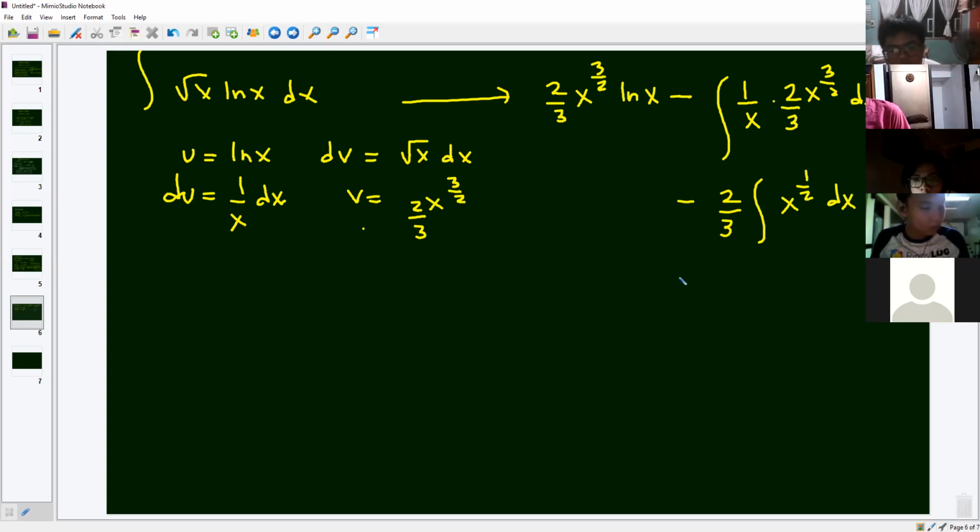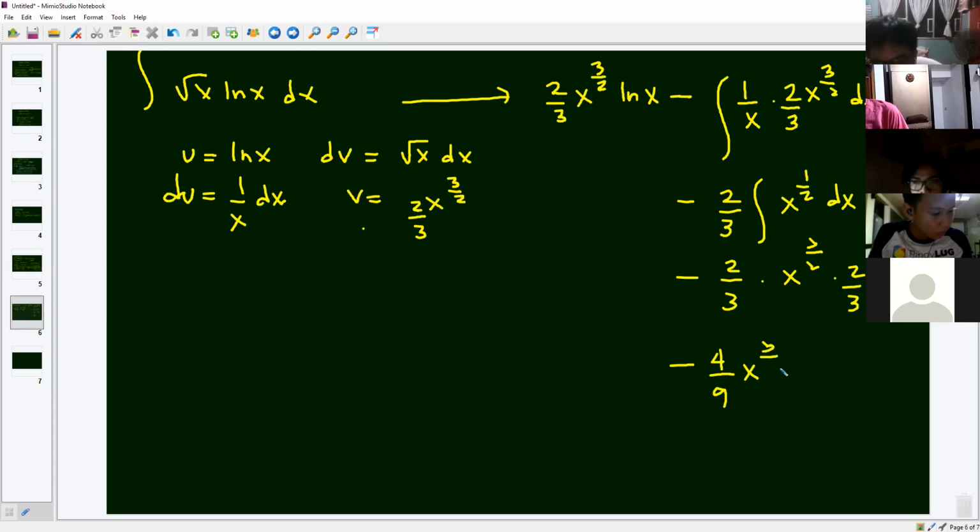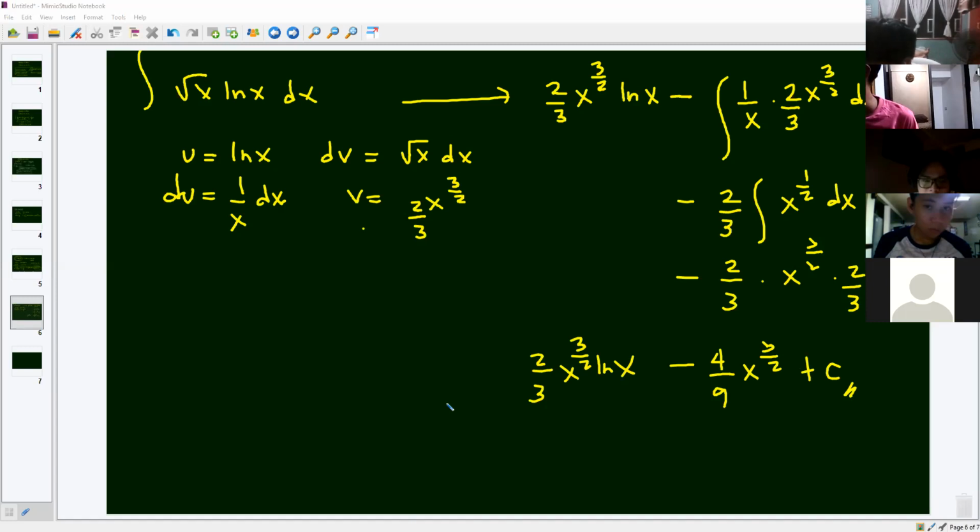And another power rule lang dyan sa kanan. So you have 2/3 times x to the 1/2, add 1, that's 3/2. Another over 3/2, so that's another times 2/3. So you will have minus 4 over 9, x to the 3/2. And then I'll just copy the first one, uv, x to the 3/2 ln x, minus 4/9 x to the 3/2 plus c. Okay? Okay, any question there, guys?